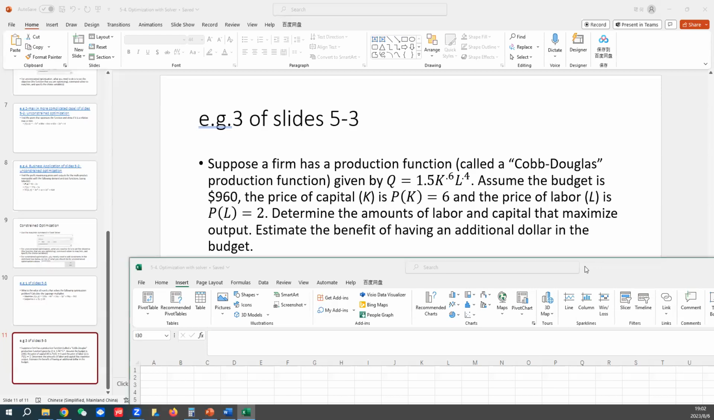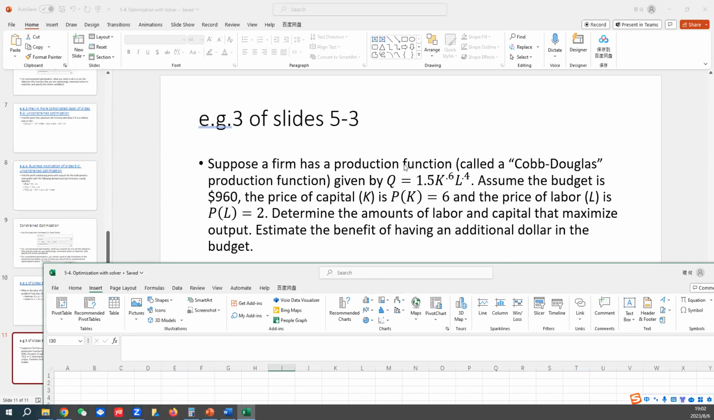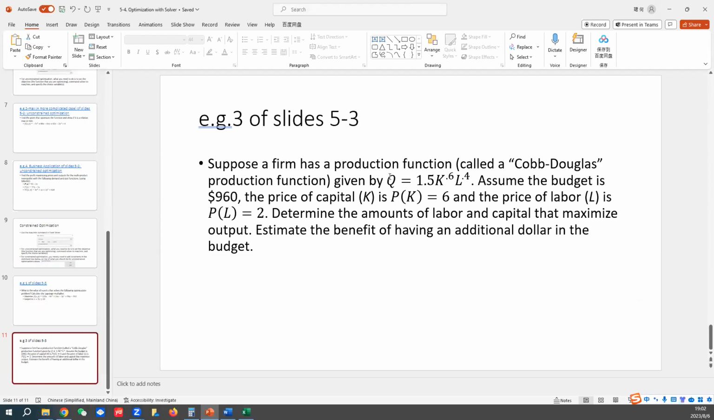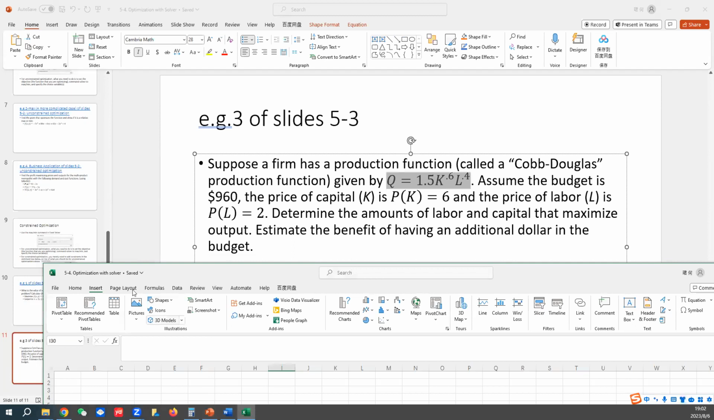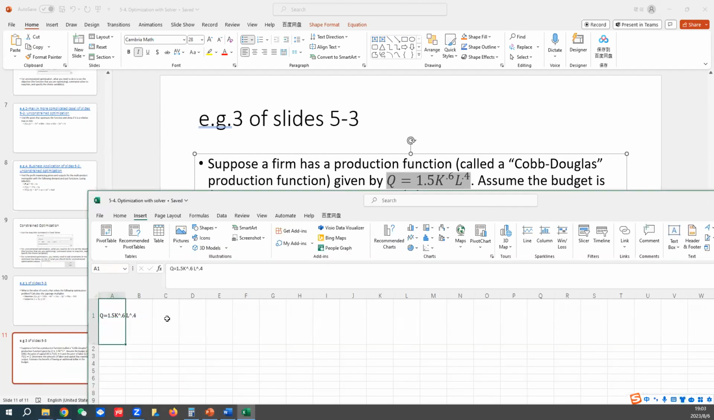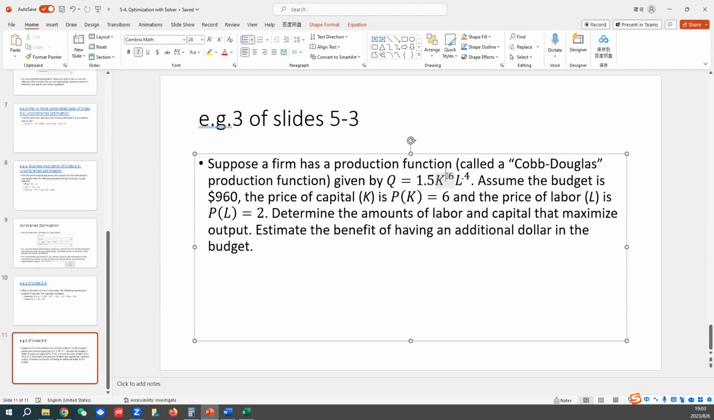The last example of constraint optimization is a business application. Here, we are to maximize the output, which is this function. We call it a Cobb-Douglas function.